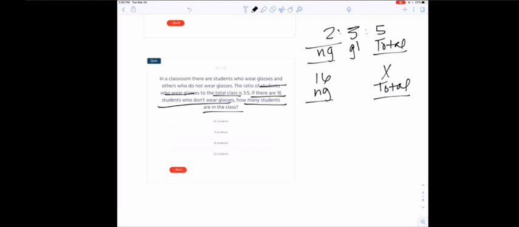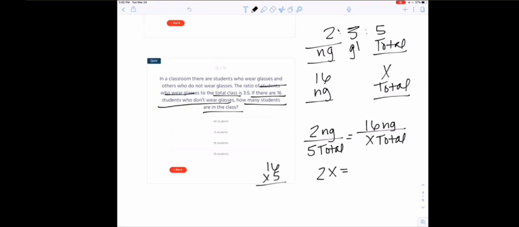Let's set up our equations. Sorry, our fractions. 2 no glasses is 5 total is equal to 16 no glasses out of x total. Okay, let's cross multiply. 2 times x is 2x. 16 times 5, 30, carry the 3, 80. We're going to divide by 2 to eliminate the 2 and get the x by itself.